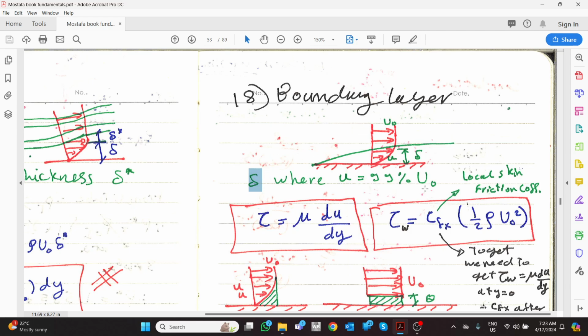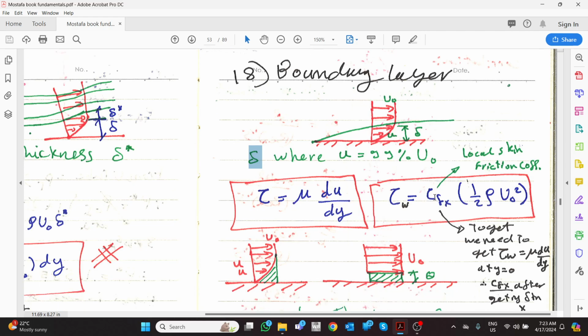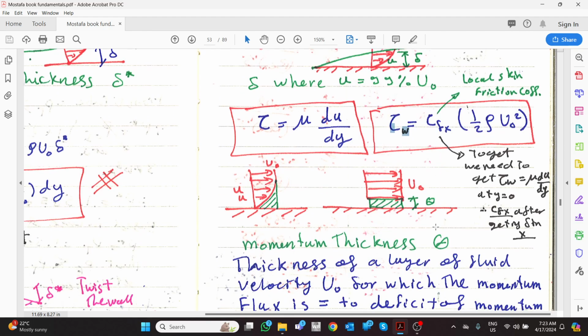So multiplying by the coefficient, for example, if you have the shape of an aerofoil, the aerofoil has a certain, let's say, CFX. When you have a certain CFX from labs, we are now going to understand how to calculate it, so we can get the shear force at the wall.